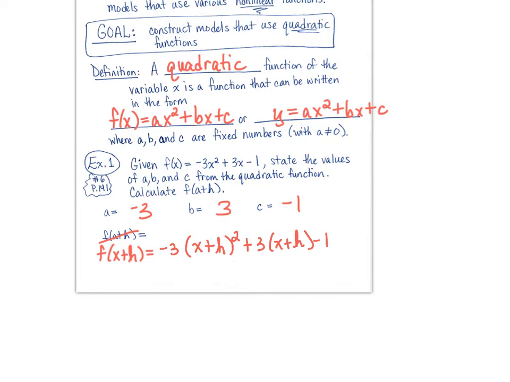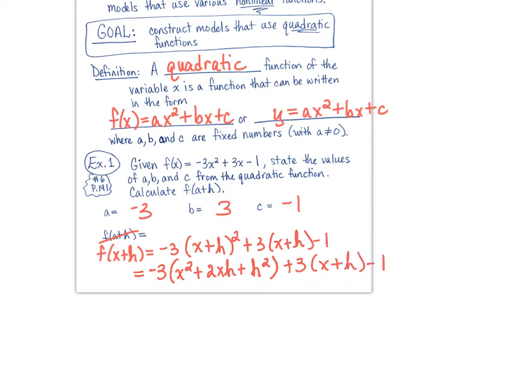When you use the FOIL method, what do you get? X squared plus 2xh plus h squared. Very good. So that's what you get when you square x plus h. Then you have plus 3 times the quantity x plus h minus 1.